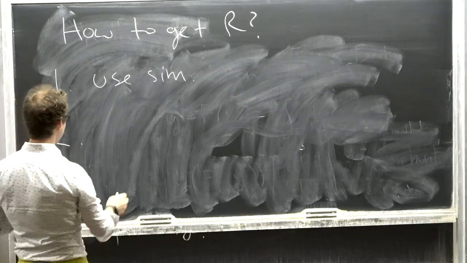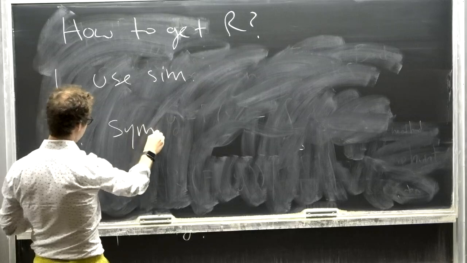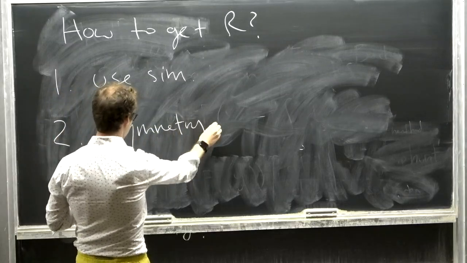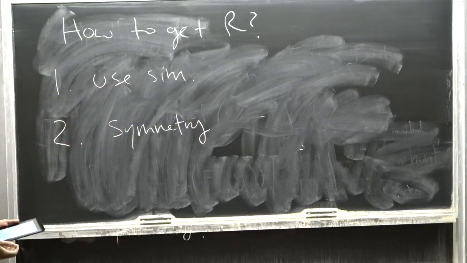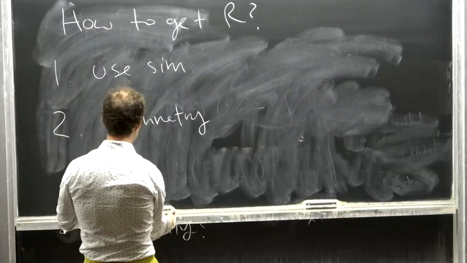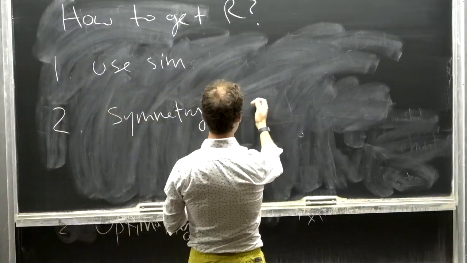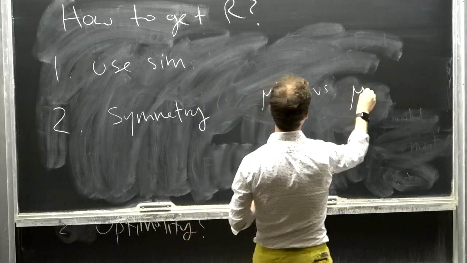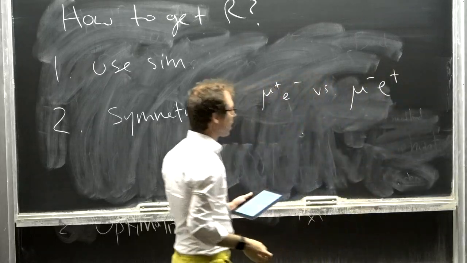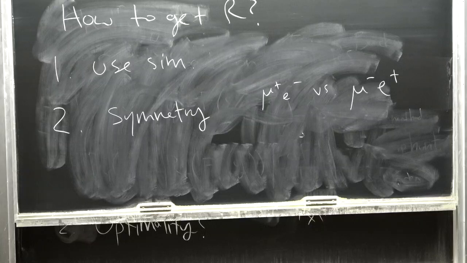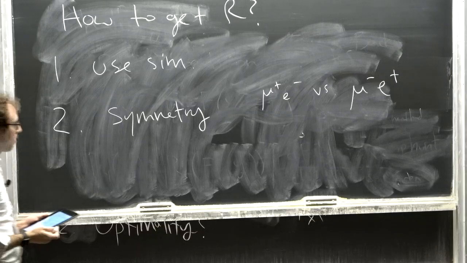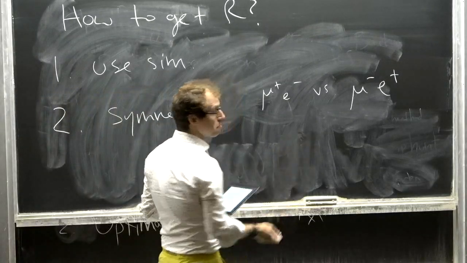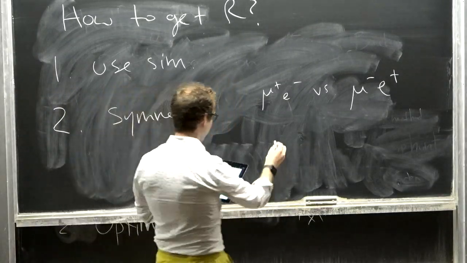Option 2 is you could use, for instance, symmetry, to get the reference. Here's one example. Let's say you wanted to look at mu plus e minus events versus e minus mu plus events. In the standard model, they're the same. They should have exactly the same properties. But there could be some BSM. So for instance, I'll draw a diagram.